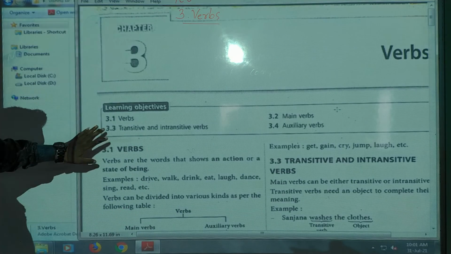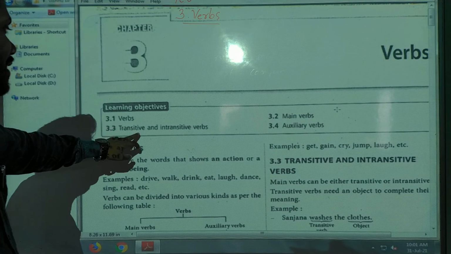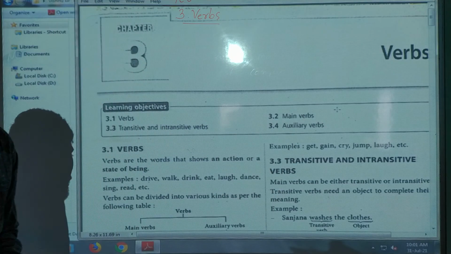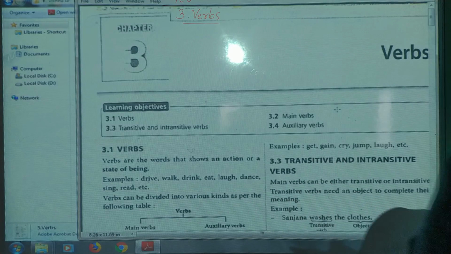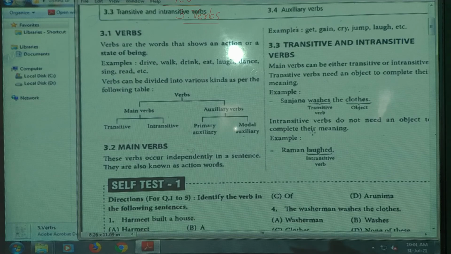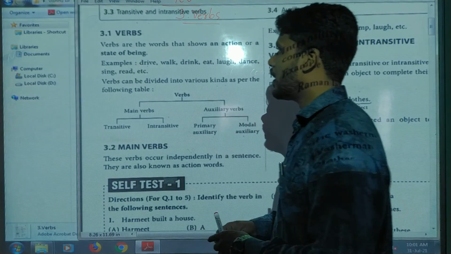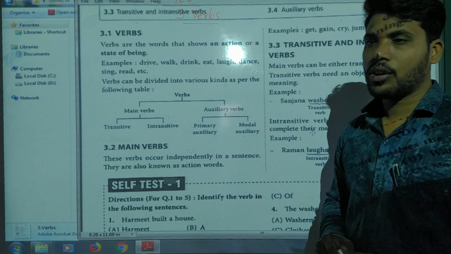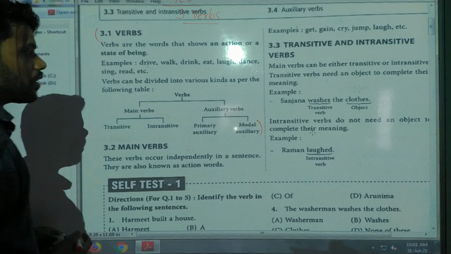In this topic, particularly we are going to learn about verbs, transitive and intransitive verbs, main verbs and auxiliary verbs. So there are different types of verbs that we are going to learn in this class. First one is verbs. Actually, what is a verb? Everybody write the meaning from here to here in your notebook.